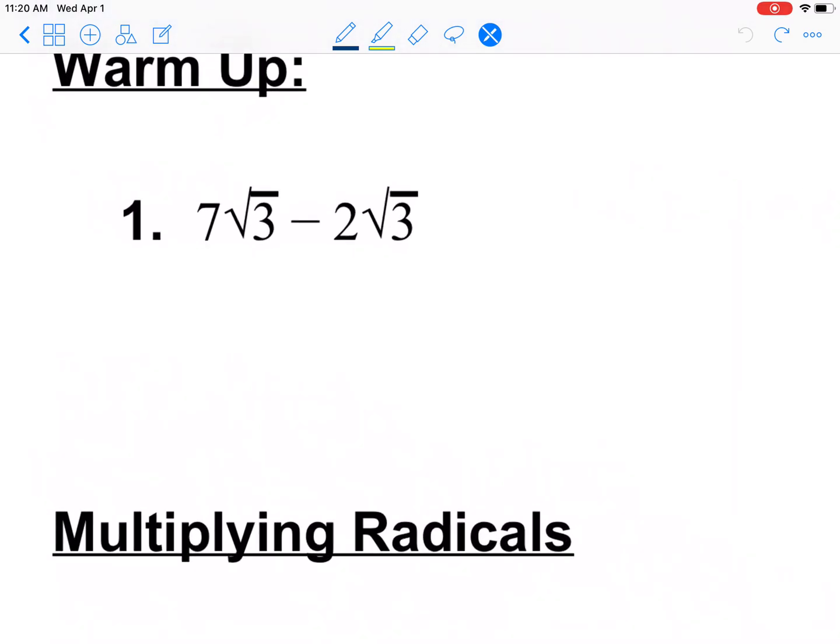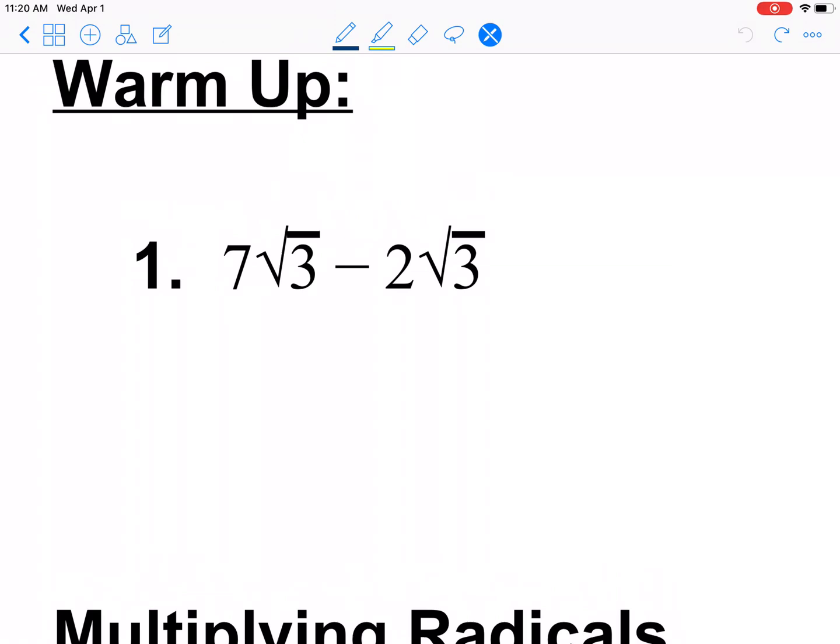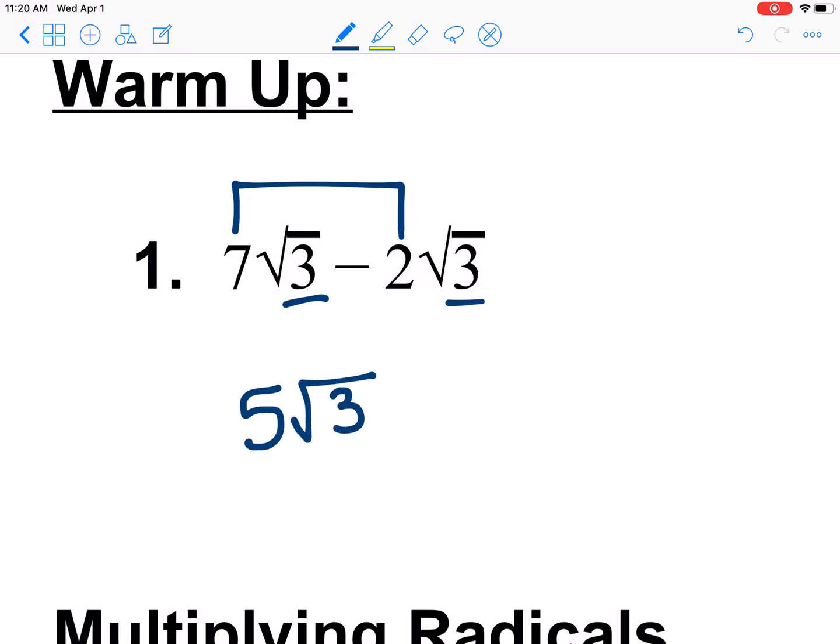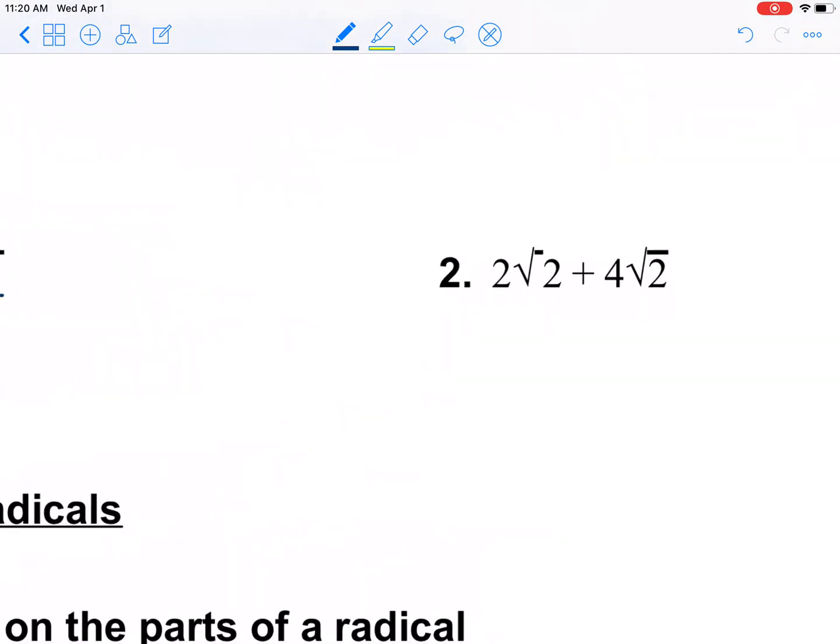Okay, let's see how we did. Well, the first thing I notice is our radicands are the same. Therefore, we can go ahead and subtract our coefficients. So 7 minus 2 gives us 5, and you keep that radical the same. So 5 root 3 would be our answer. Okay, let's move on to number 2.